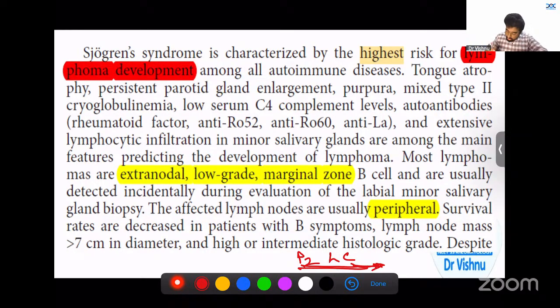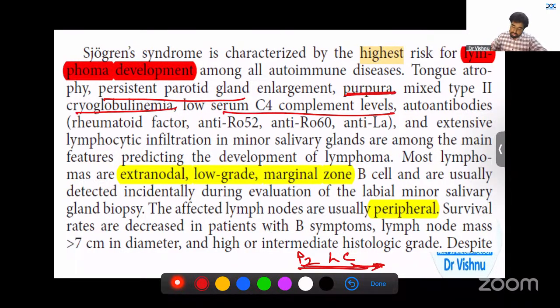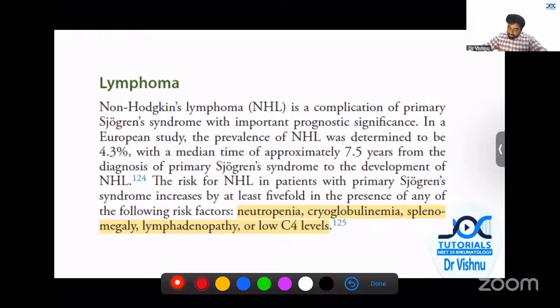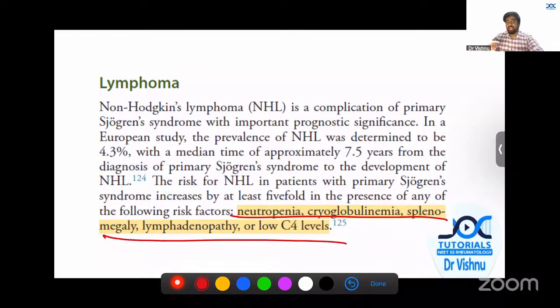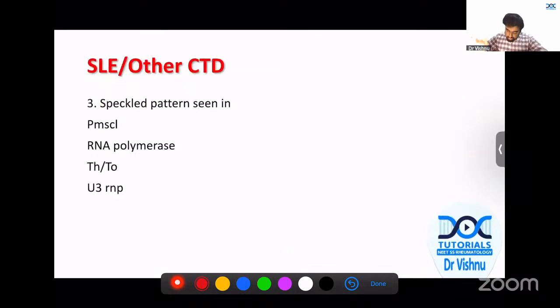And yeah, so P2 is for persistent parotitis, right? So persistent parotitis, tongue atrophy, you should remember purpura. These are your two P's. Then you have your low C4, cryoglobulinemia, seropositivity, and your leukopenia. Leukopenia, but not lymphopenia, neutropenia more than lymphopenia, and all of these cause extranodal low-grade marginal zone B-cell lymphoma, which are predominantly peripheral. So yeah, this is the main thing. Lymphadenopathy, splenomegaly, all of these are also predisposed, associated markers for your malignancy.